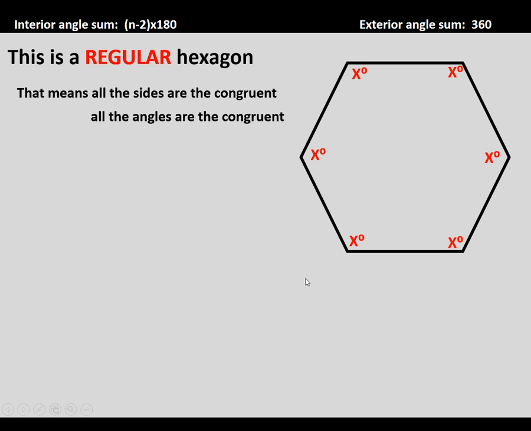The way we do it is still the same way as all the other problems. We're going to figure out what they're supposed to add up to, write an equation, and solve. Step 1, what are these angles supposed to add up to?